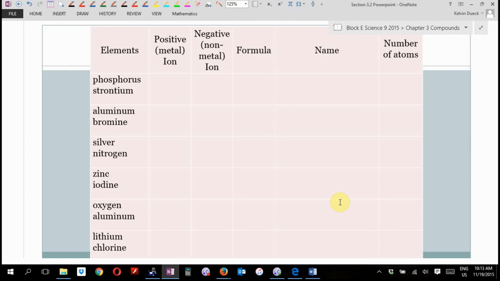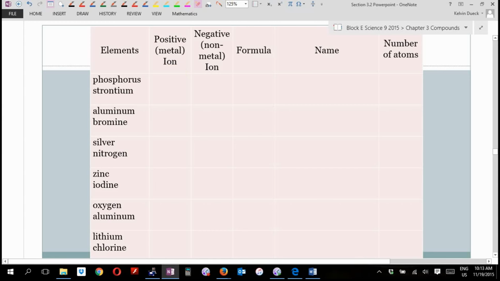So we're going to combine phosphorus and strontium. First question is, we have to identify which one is the metal. Which one is the metal? Oh, by the way, you're going to want your pink periodic table out. Oh, yeah, and you're going to want to turn the page. Which one is the metal, phosphorus or strontium? Phosphorus is the metal? Which one is the metal? Which one is the positive? The metal, the positive. Which one?